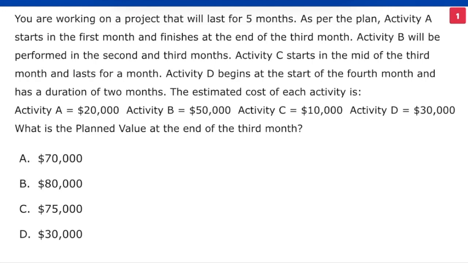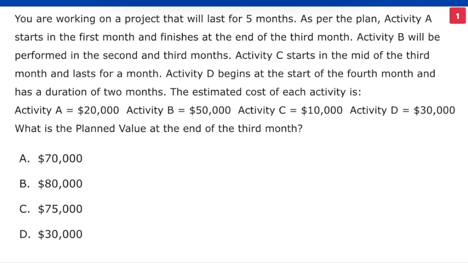As per the plan, activity A starts in the first month and finishes at the end of the third month. Activity B will be performed in the second and the third months. Activity C starts in the mid of the third month and lasts for a month. Activity D begins at the start of the fourth month and has a duration of 2 months.